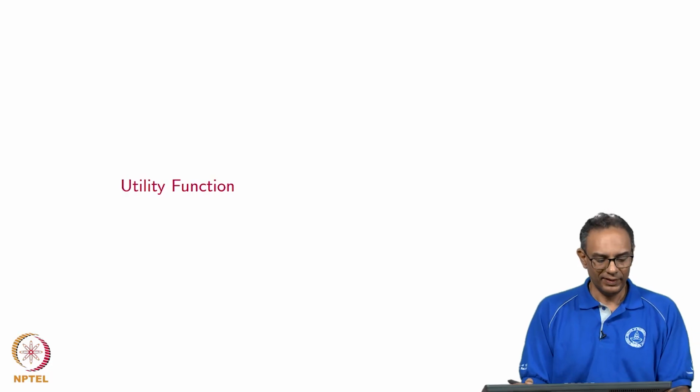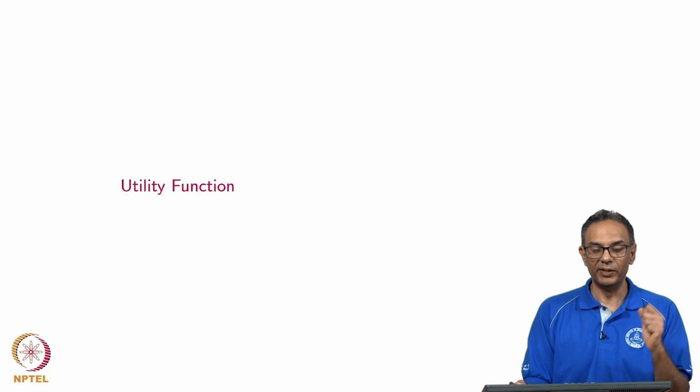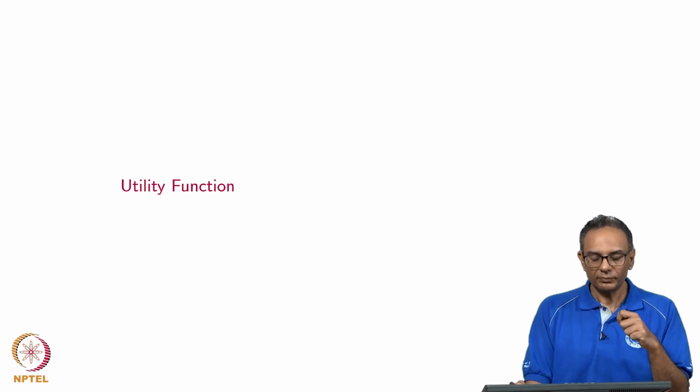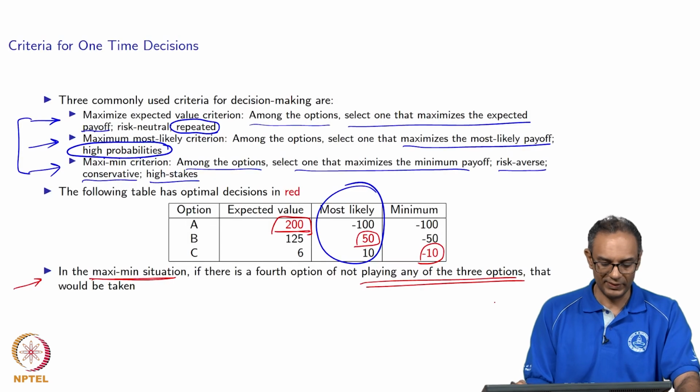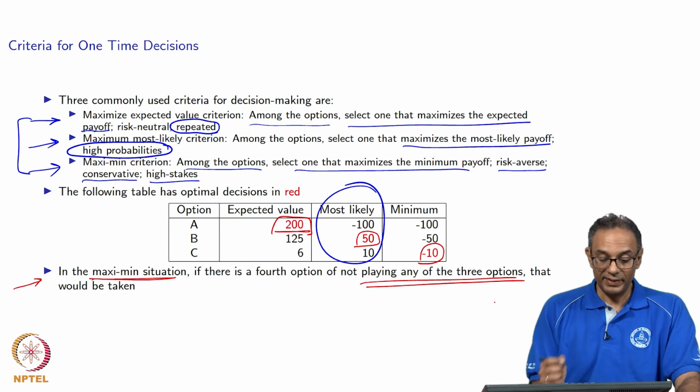The next lecture is on a topic called utility function. So we saw last time it was a little bit tricky to pick which objective to use, whether we should maximize the expected value or select the most likely outcome or the minimum as a criteria. Which criteria should you select?